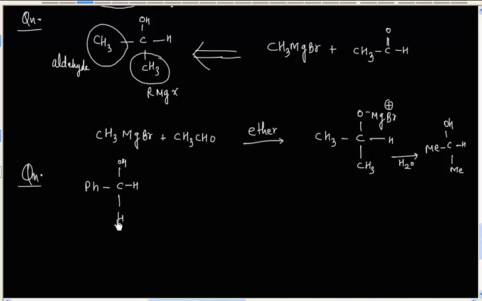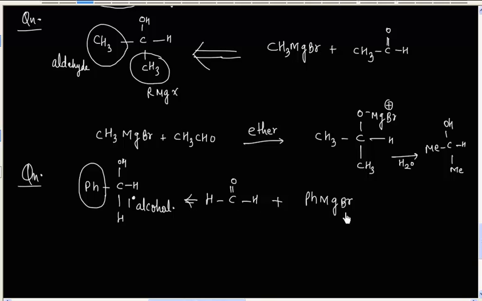Now if I say how will you prepare this compound, that is I have PhCH2OH. Now in this case this is a 1-degree alcohol. So we have to take the help of formaldehyde. You see, we have already said that in case of formaldehyde we get 1-degree alcohol. So one thing is clear in this case, one reagent is formaldehyde. So this means this alkyl group must be coming from Grignard reagent. So we will have PhMgBr as Grignard reagent. So these two reactants should be taken for preparation of this alcohol.